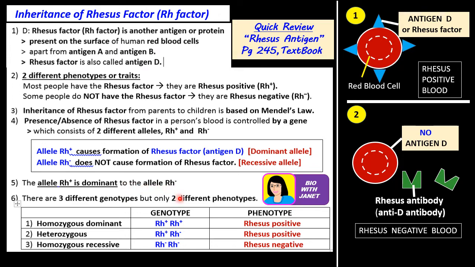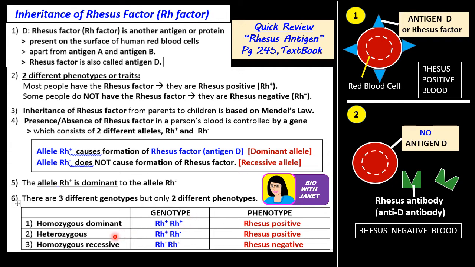So how many different genotypes are there? In monohybrid inheritance there are 3 different genotypes, and similarly for inheritance of rhesus factor there are 3 different genotypes. The first one is the homozygous dominant genotype, meaning there are 2 dominant alleles, Rh positive, and the person's phenotype is that he is rhesus positive. That is his observable characteristic. And the genotype is the genetic content or composition inside the cells.